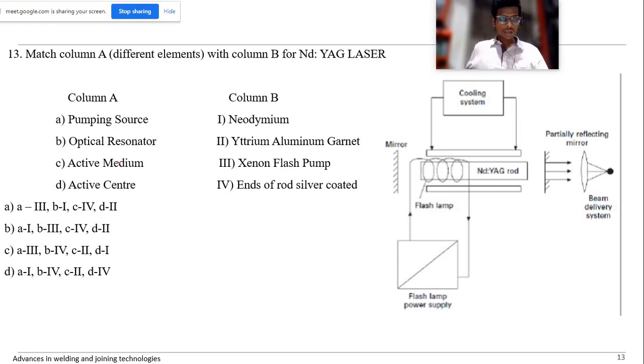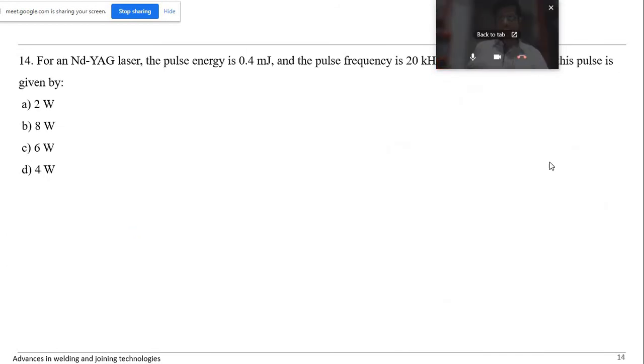Let me check. Active medium. Yeah, okay, C is the correct answer. Active medium is yttrium aluminum garnet, and the active center is neodymium. Yeah, C is the answer. Okay, we will proceed further.